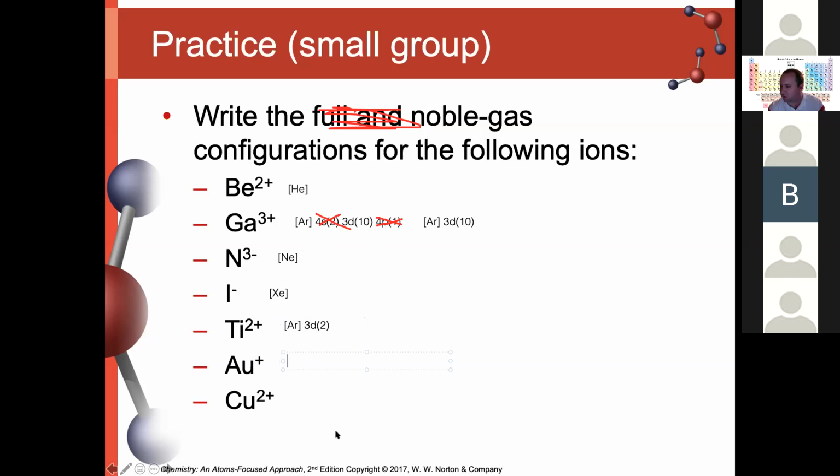All right. So for gold, we had xenon 6s1, 4f14, 5d10. That was the configuration for gold atoms. What would it be for gold plus 1 ion? Where do I lose an electron?